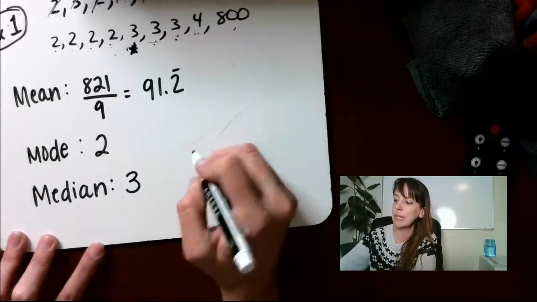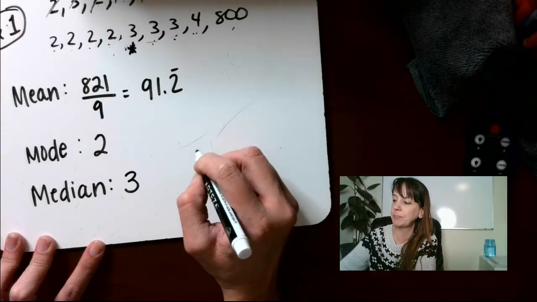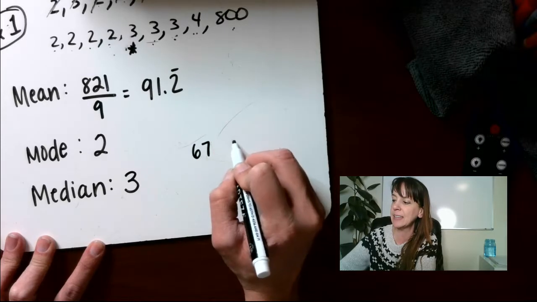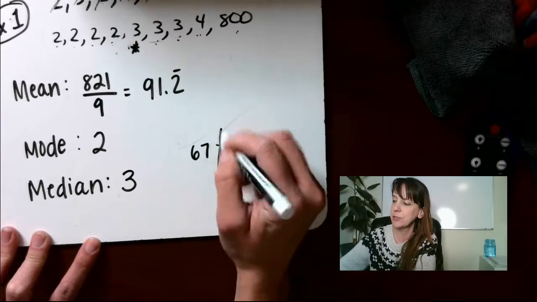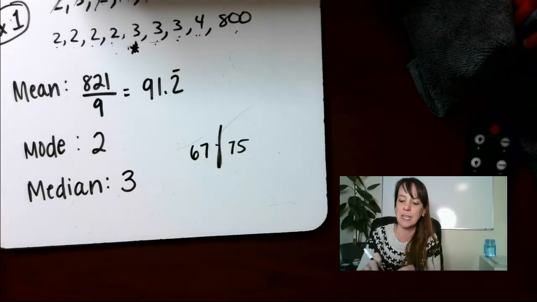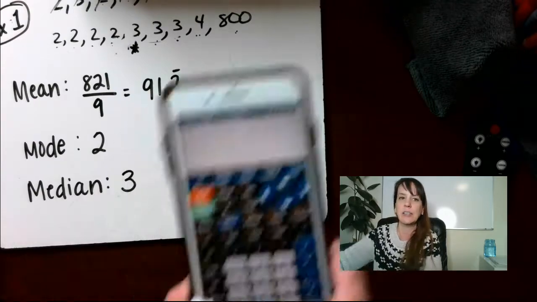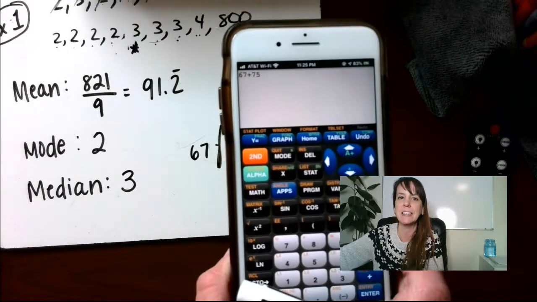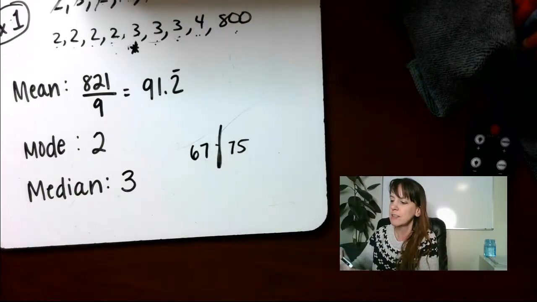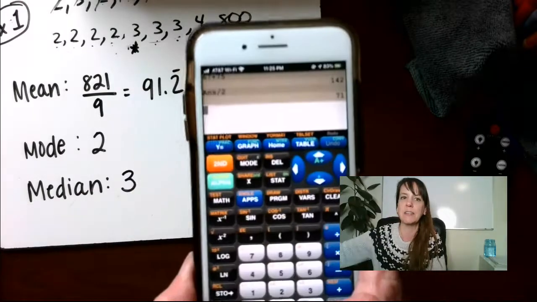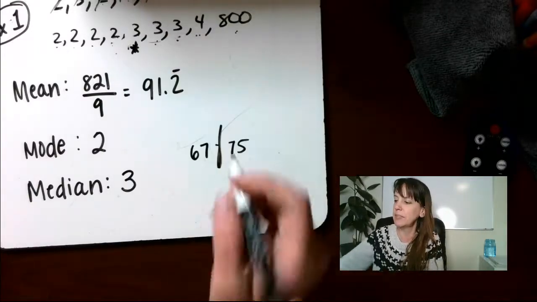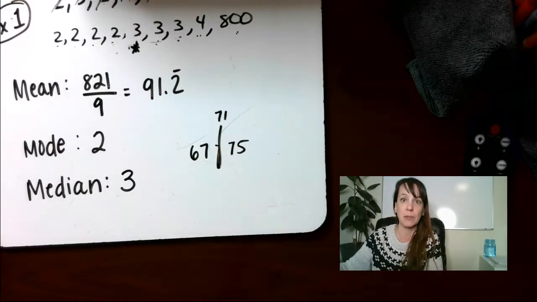For example, let's say your median came in between 67 and 75, right? Here's your median right in here. Well, what we would do is take 67 plus 75. If you are entering this on a calculator, you have to enter it like this and then hit enter and then hit divide by 2. And you see that gives us 71. So the median here would be 71, right?